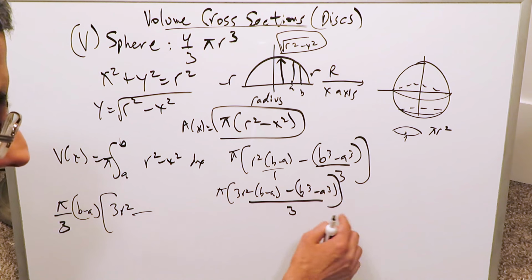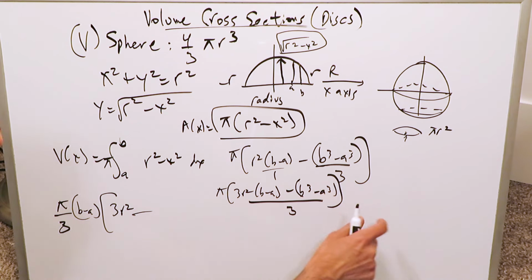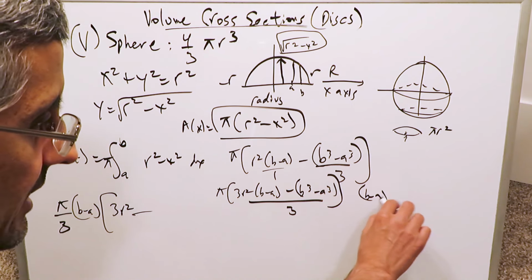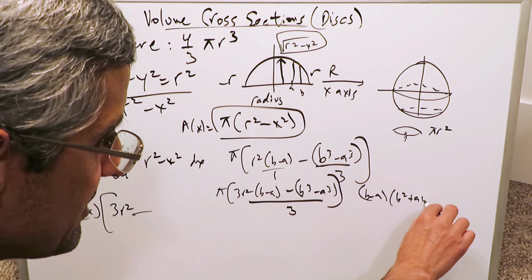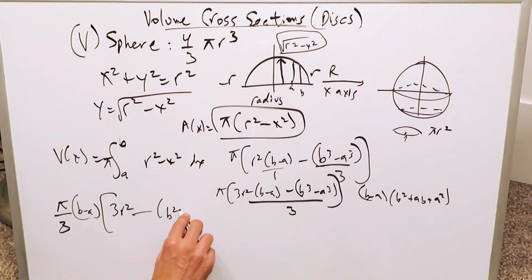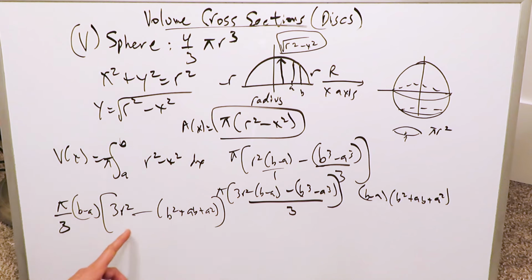Remember, a cube minus b cube, or x cube minus y cube, is a factoring formula you learned in algebra. It would be b minus a times b square plus ab plus a square. That's what's going to happen, and that's what's going to be left behind: b square plus ab plus a square. This right here is our formula that we want.